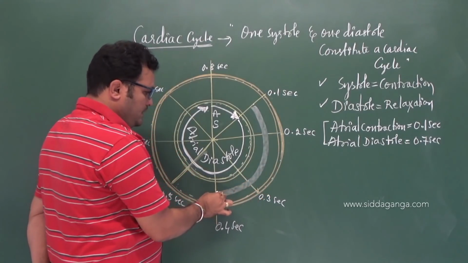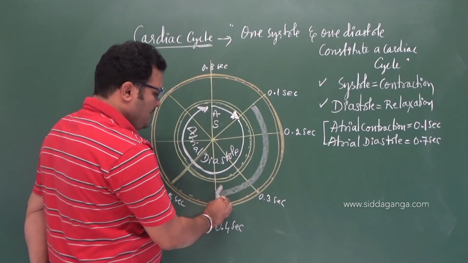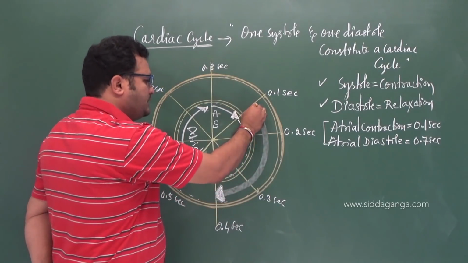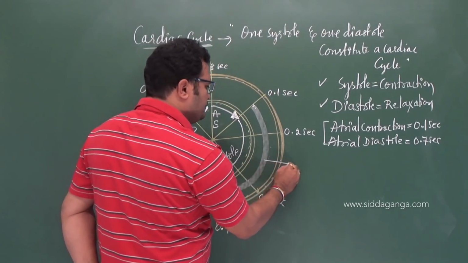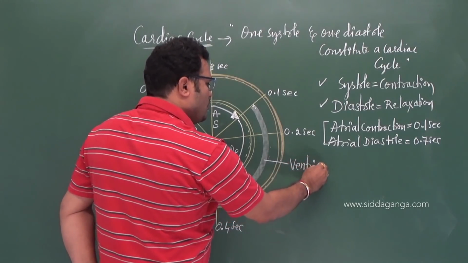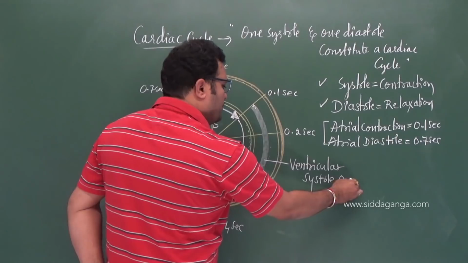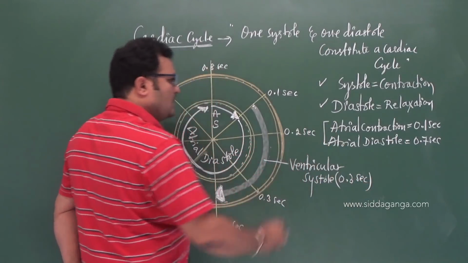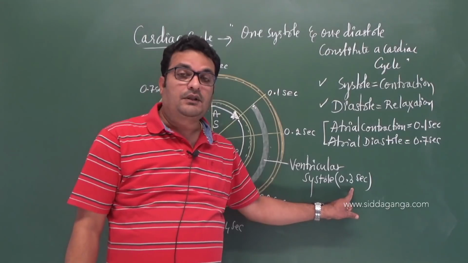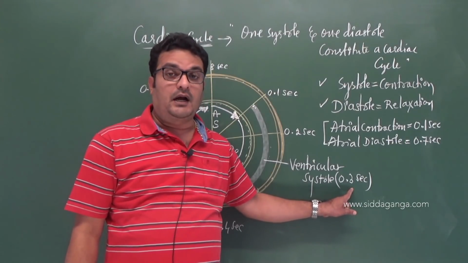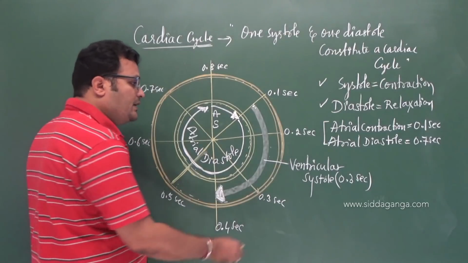1, 2, 3, 0.3 seconds, right? This one is considered, but this one is the ventricular systole for 0.3 seconds. See, it is longer than auricular systole or atrial contraction, because they need to pump the blood into body parts and to the lungs. So they need more power to pump, right? And they need more time to pump.